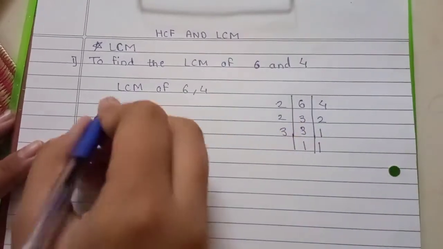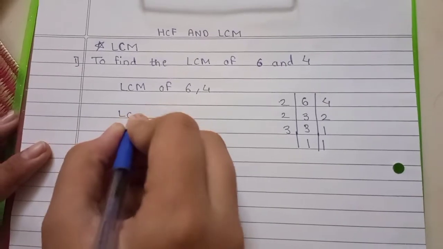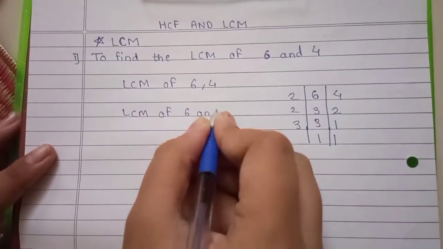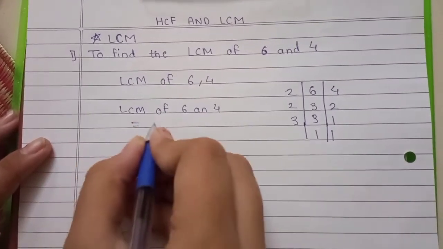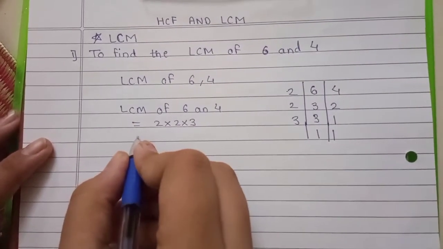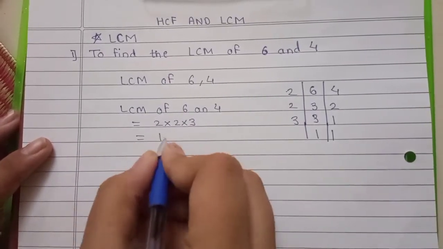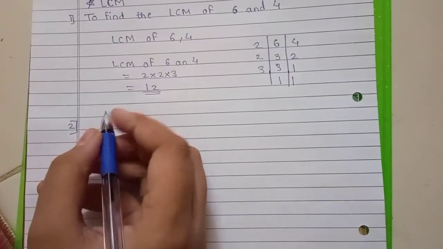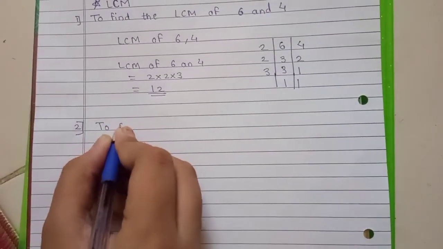Here we got 2, 2 and 3. LCM of 6 and 4 is equal to 2 into 2 into 3. 2 into 2 into 3, 12. So here the LCM of 6 and 4 is 12. Now let's see the next sum.